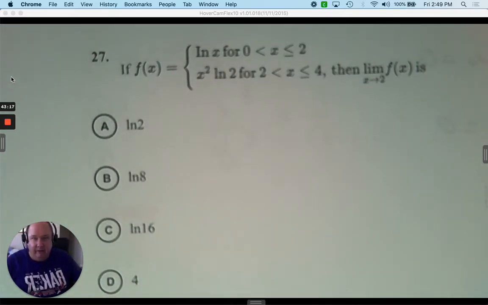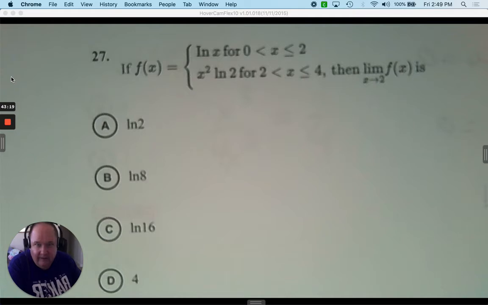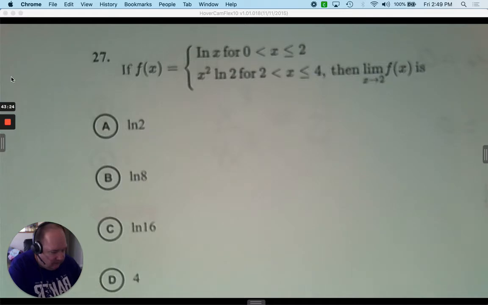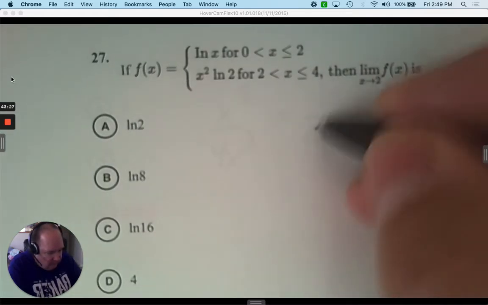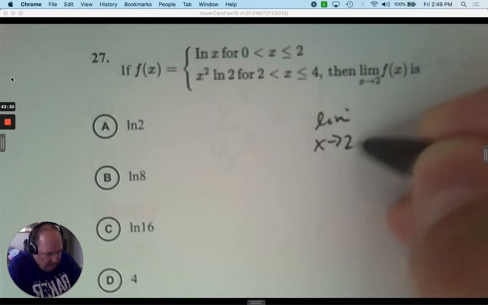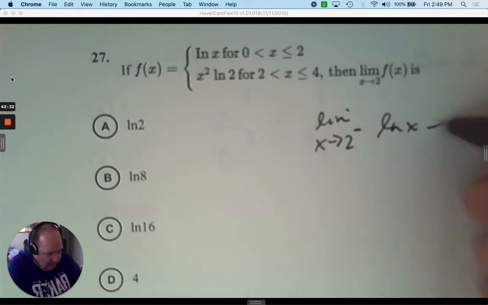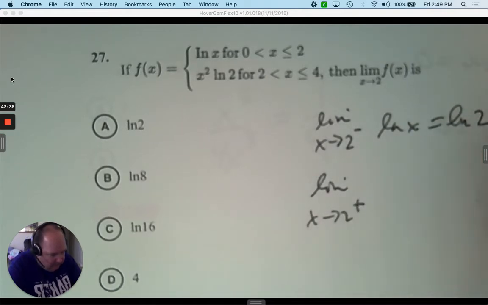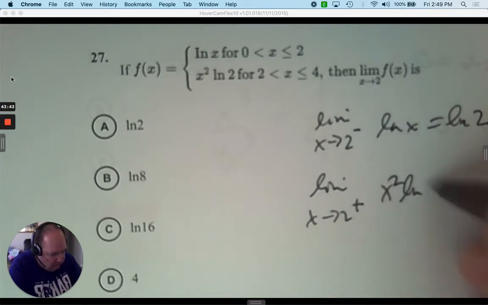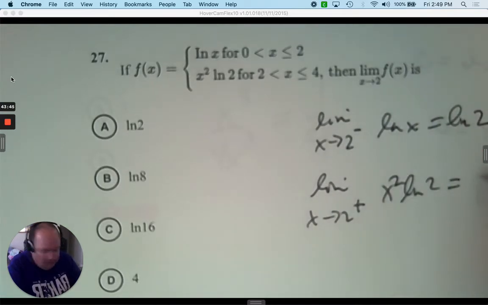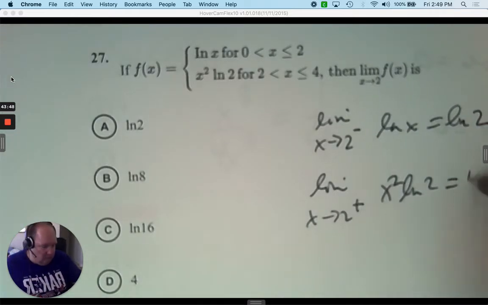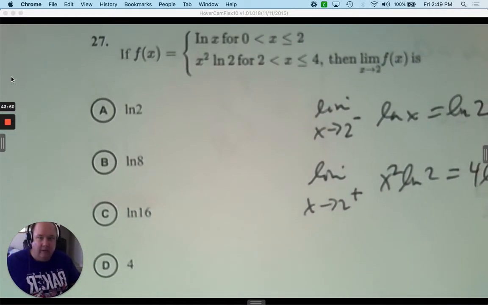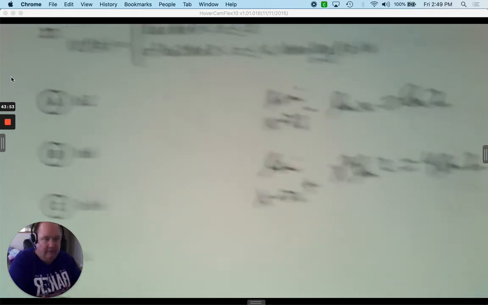All right. For f of x, it equals ln x, and then x squared ln 2. Then what's the limit as x approaches 2? So for that to be true, the left side for ln x would equal ln 2. The right, if I plug in, I get 4 ln 2. They don't equal each other. So the left does not equal the right.